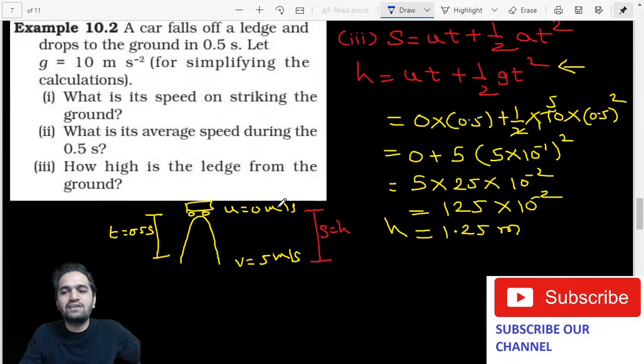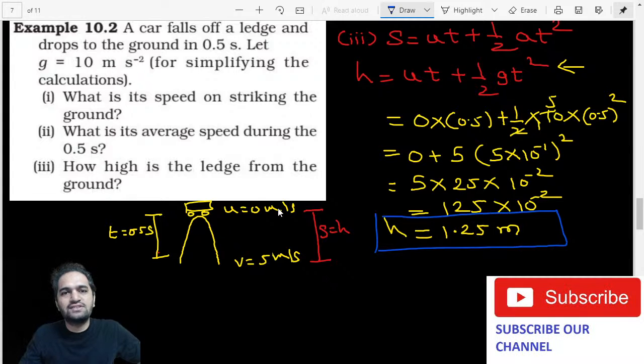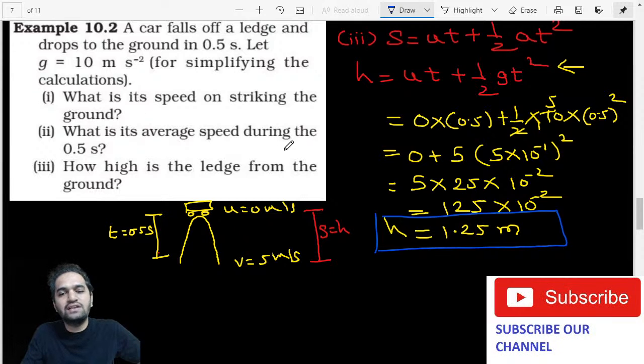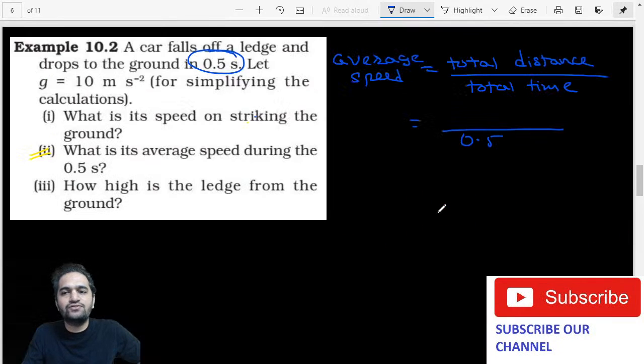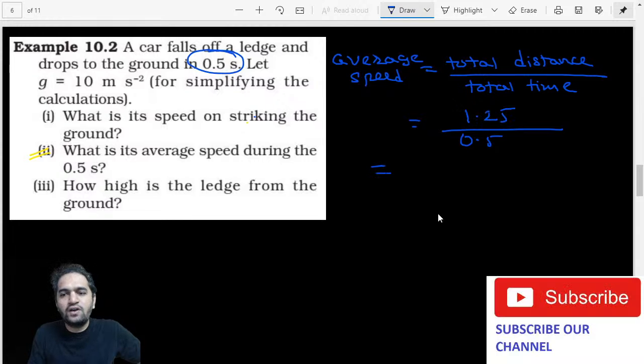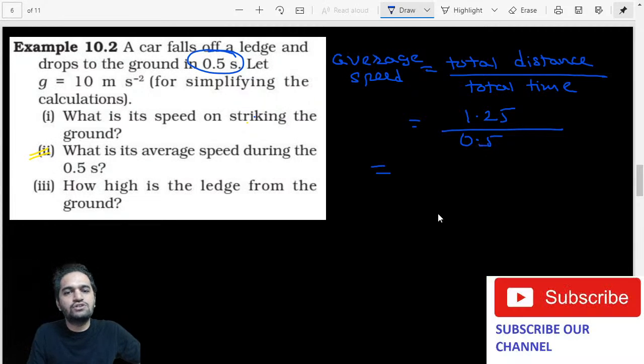What about the distance? You have just calculated the distance. This is the distance the car has traveled, the total distance. You can directly use that. That's why we calculated the third one first and then went for the second one. So you can directly use this distance, that is 1.25. Just put it there. If you are getting confused with the numbers, the total distance we calculated by the third one, and total time was already given in the question itself.